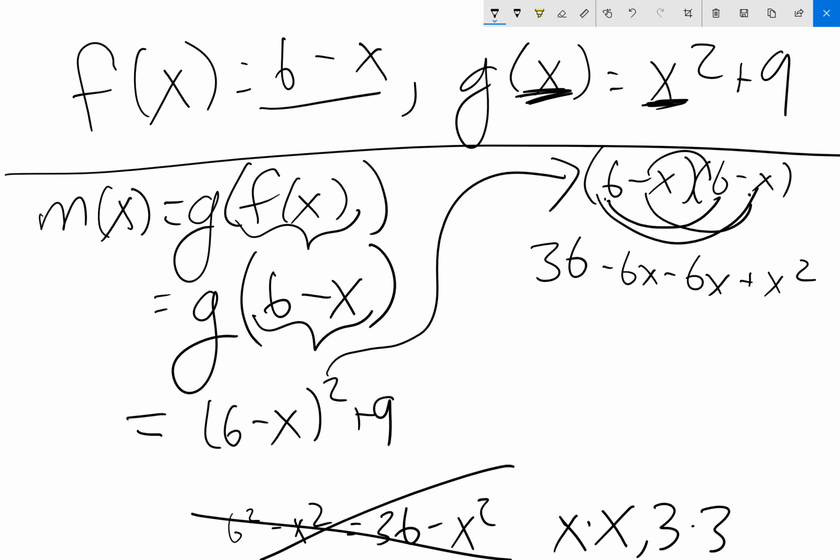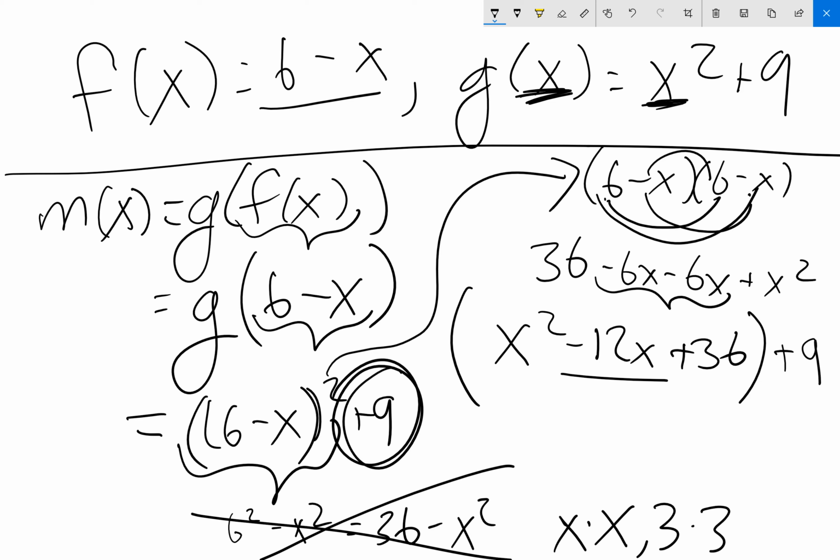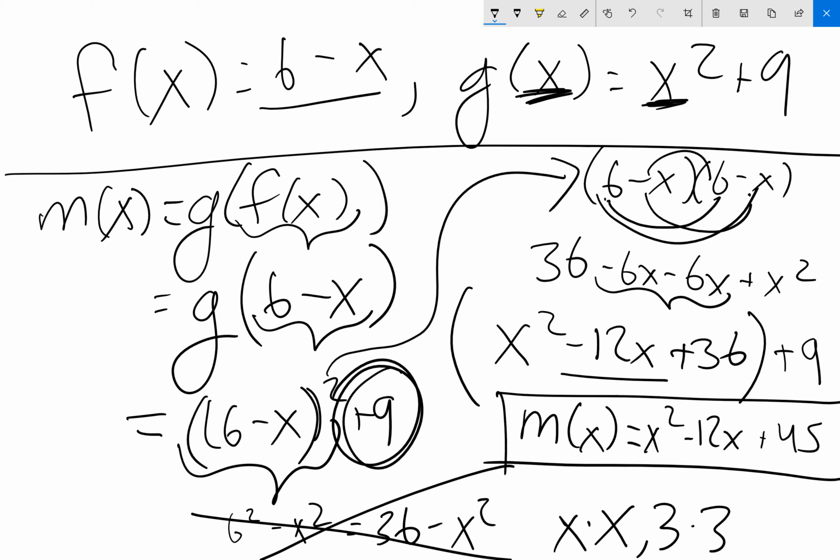So 6 minus x, all of that squared, is equal to x squared minus 12x, right? -6x minus 6x is -12x, plus 36, right? And then we're going to add that 9 that's left over. So m of x is equal to x squared minus 12x, 36 plus 9 is going to be 45. And that's our answer for that one.